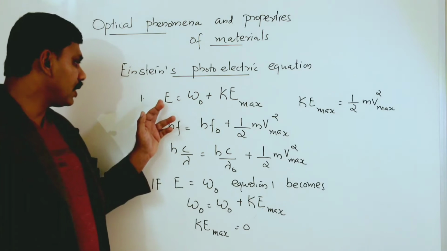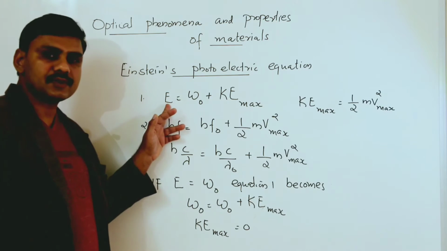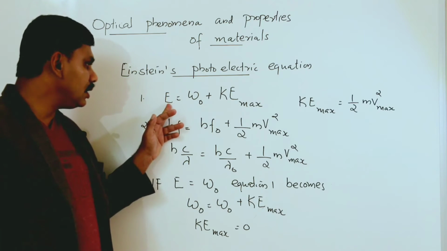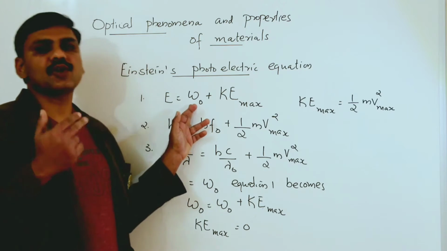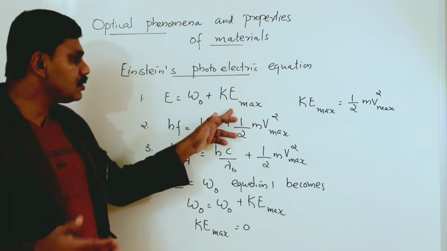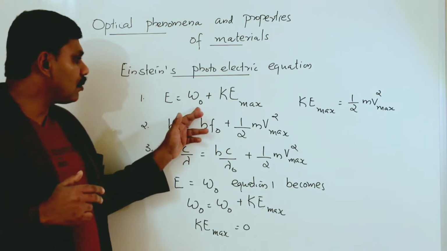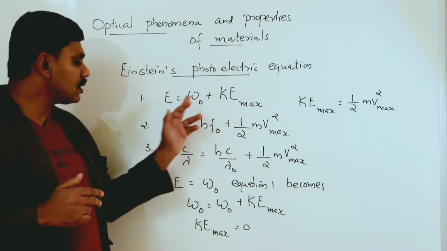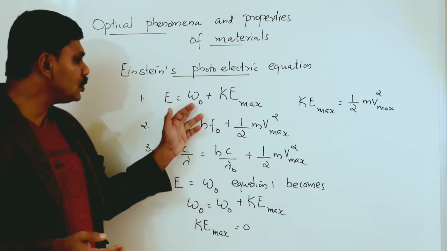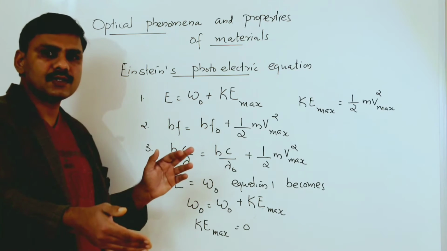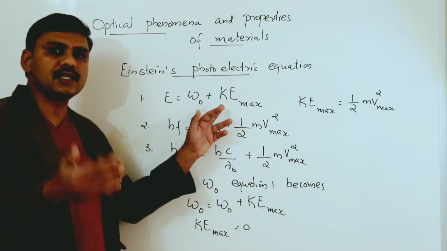So when a radiation falls on the metal surface, its energy is E, and a part of energy E is used for the work function. That means for the ejection of electrons, and the remaining energy is used to move the electrons. So E equal to W0 plus kinetic energy maximum. For example, if 5 joule energy falls on the metal surface, 3 joule is used for the ejection of electrons and 2 joule is used for the movement of electrons. That means the kinetic energy of the electrons.